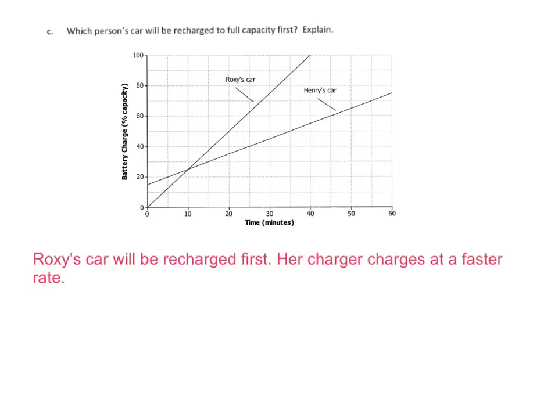Part C. Which person's car will be recharged to full capacity first? Explain. Based on the graph, Roxy's car will be recharged first. Her charger charges at a faster rate than Henry's car.